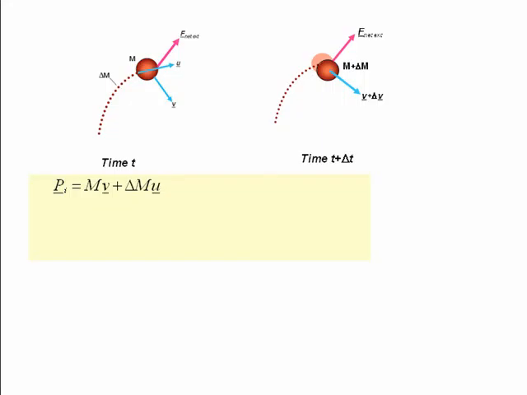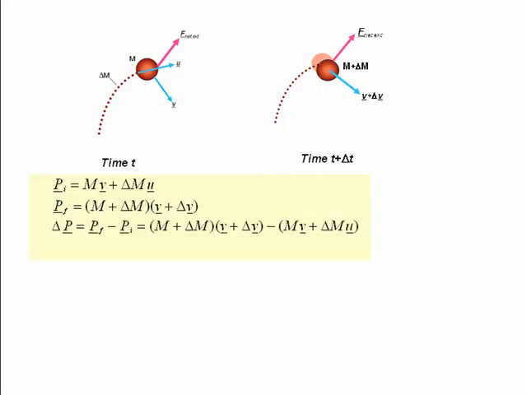The final momentum of the system at a time t plus delta t is given by p_f, which is now the total mass, that's m plus delta m, times the new velocity, which is v plus delta v. So therefore, the change in the momentum of the system is just delta p, which is equal to (m plus delta m) times (v plus delta v) minus (m times v plus delta m times u).